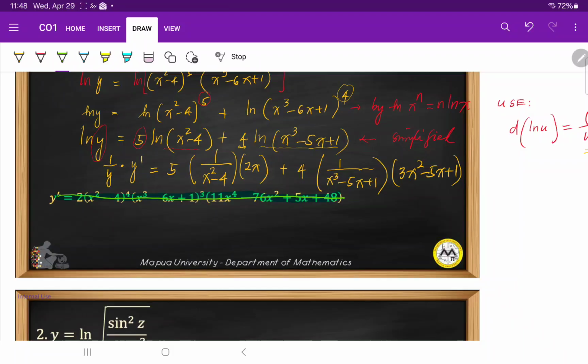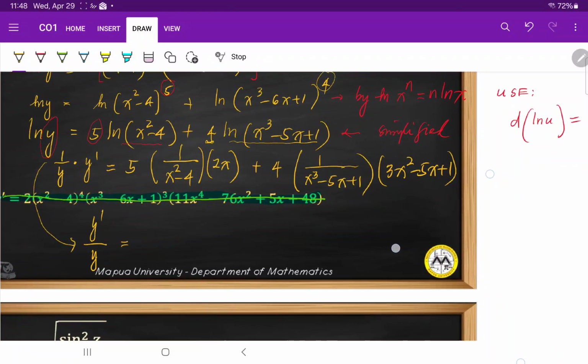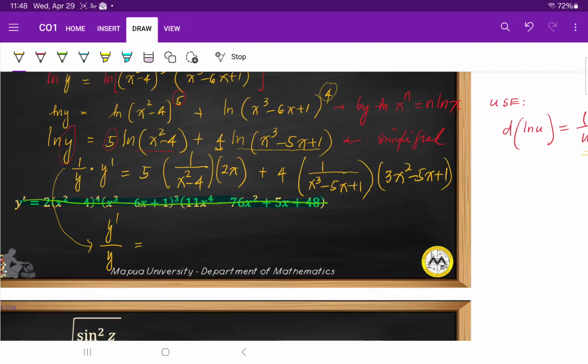Okay, so what's the next step now? We have simplify muna. So we have y prime over y is equal to, take note that we can simplify the right side first before we continue multiplying both sides by y.